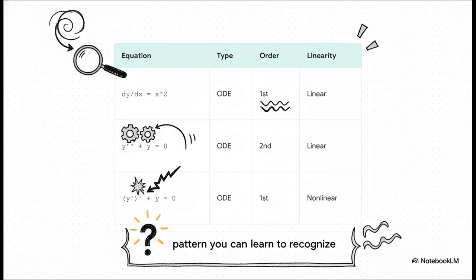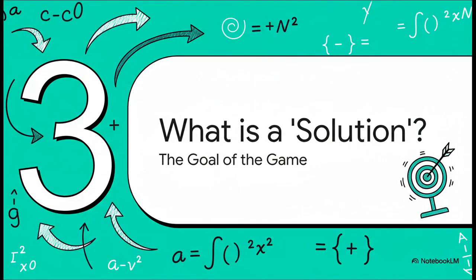And the last one? Aha! See the y prime squared? That's our red flag. It's a dead giveaway, so it's first order, but it's nonlinear. See? Once you know the rules, it's kind of like a puzzle. Okay, so we can identify them, we can classify them.